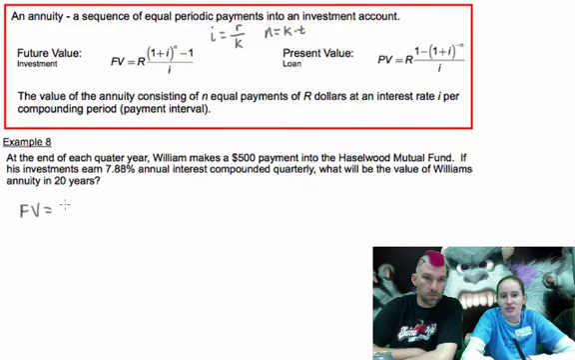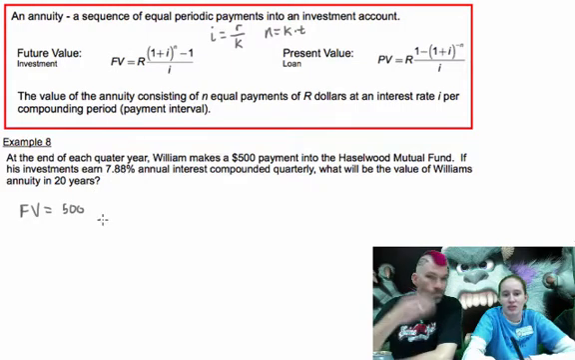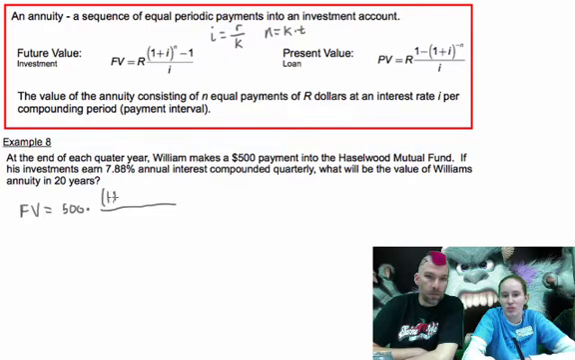The R is the payment, so that's $500, 4 times a year. We've got this big fraction where on top we've got 1 plus I, the interest rate over the number of times we're going to do it each year. It mentions quarterly, so that's 4. And then the N is 4 times 20 years. Minus 1. And then on the bottom, 0.0788 divided by 4.